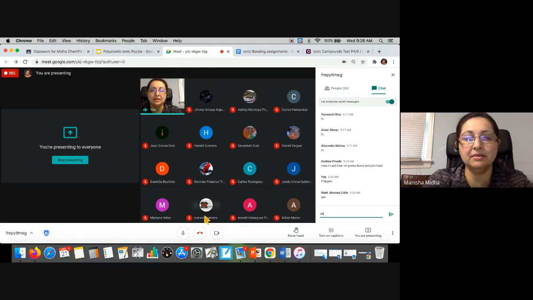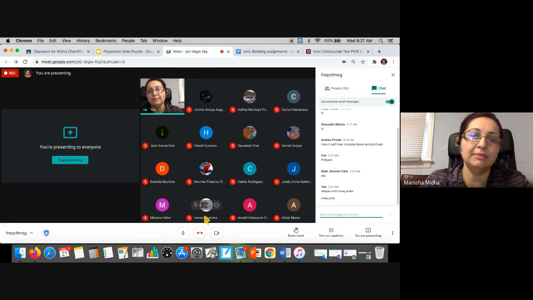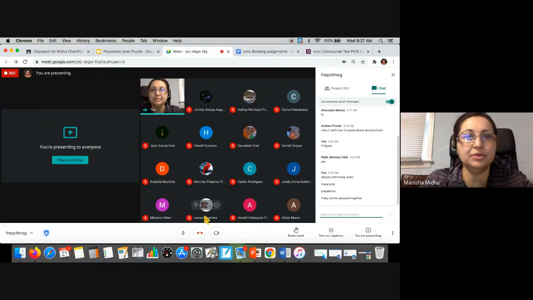So these are shapes with many sides. The word many refers to poly. Many means poly, or poly means many. Okay, so the same thing goes here, polyatomic. It means many atoms grouped together. Polyatomic means many atoms grouped together.